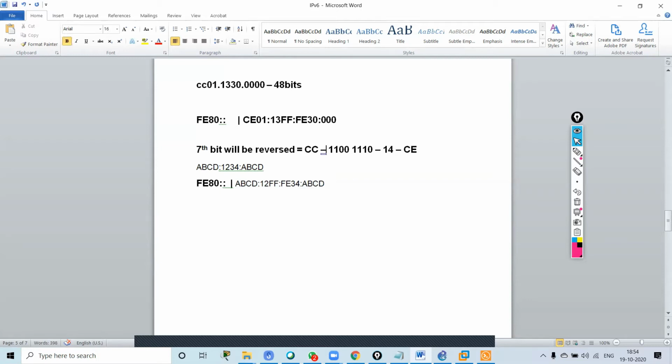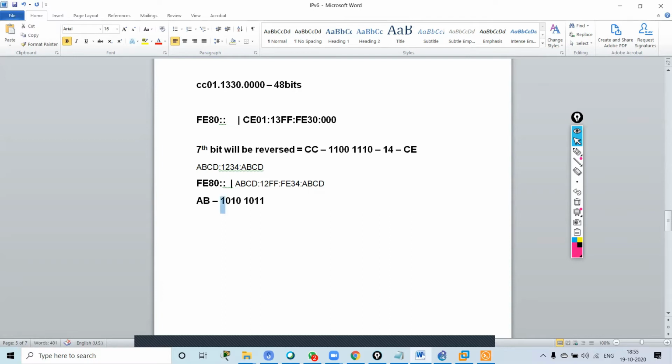Now the rule says the 7th bit will be reversed. As I told you, every number is of 4 bits, so this is 4 bits, this is 4 bits. If I want to write the 7th bit over here, AB, these are my first 8 bits. A means 10, which I write as 1010. B means 11.